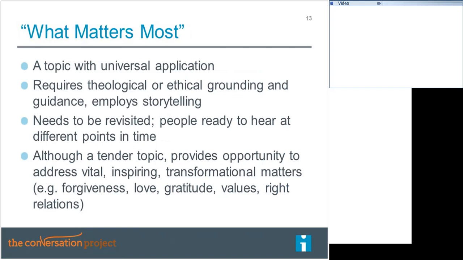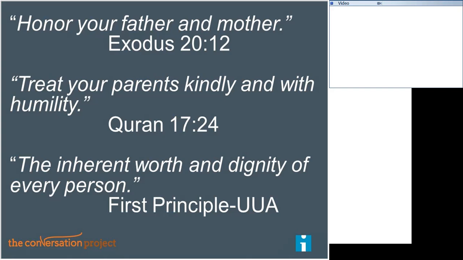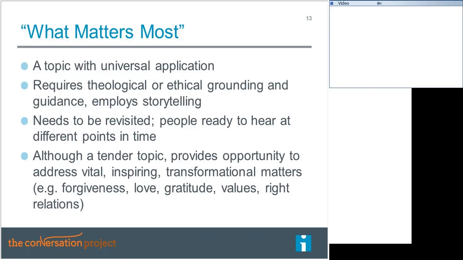In my vernacular or tradition, I can say that the topic of what matters most preaches. It's a topic with universal application. It's a topic that requires theological or ethical grounding and guidance. It also employs storytelling.